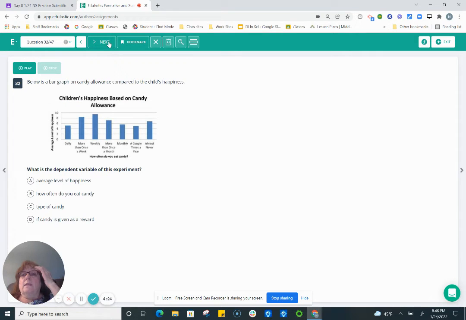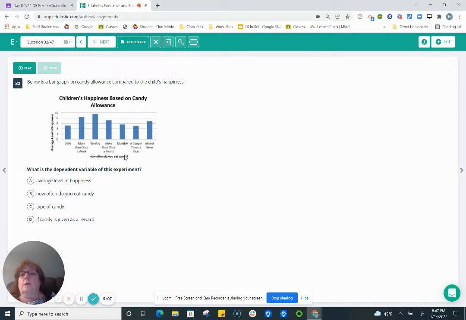Below is a bar graph on candy allowance compared to the child's happiness. What's the dependent variable? So they're going to vary candy and see if it makes the child happy. So daily, the child rates himself as being at a 5. So more than once a week, they're up to an 8. If they get candy weekly, 8 or 9. More than once a month, monthly, couple times a year, almost never.